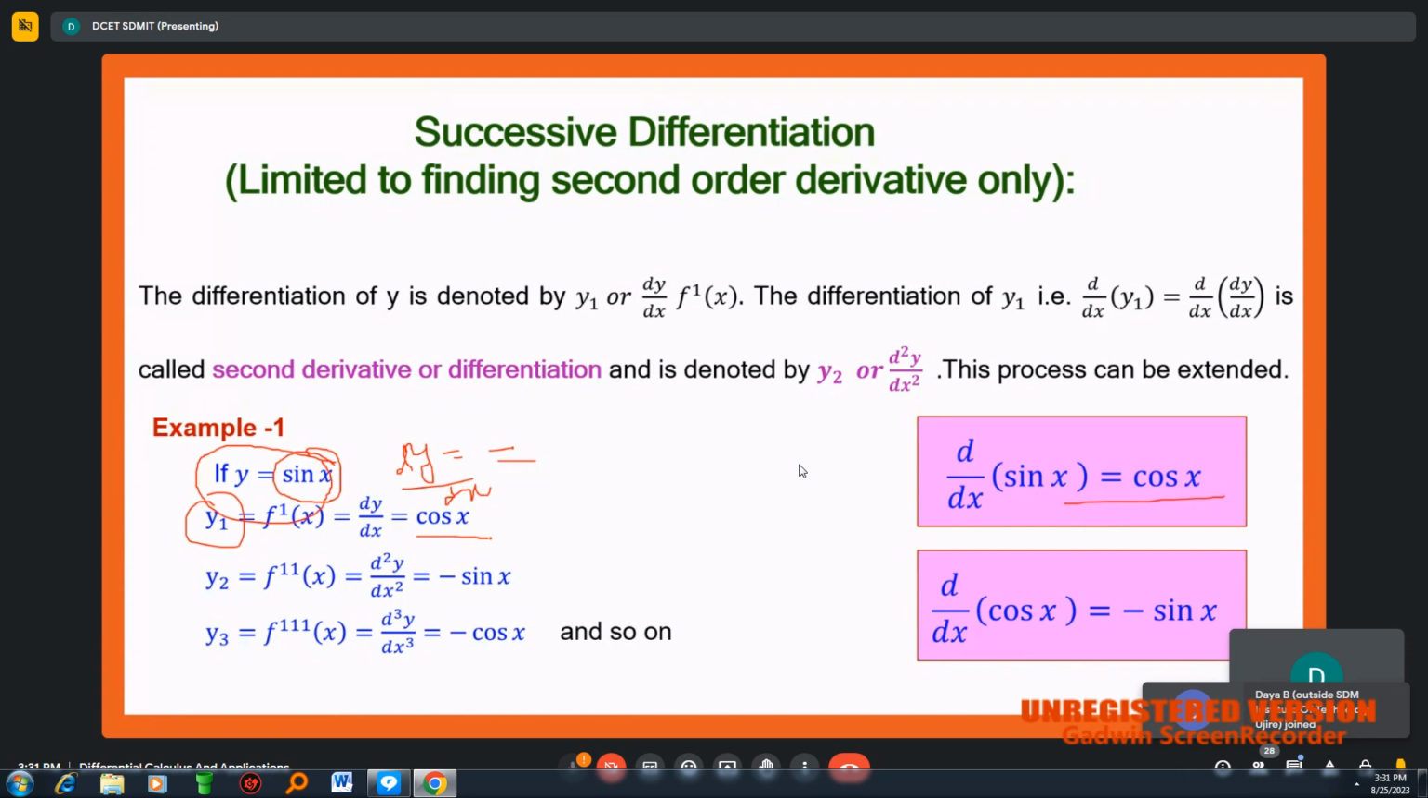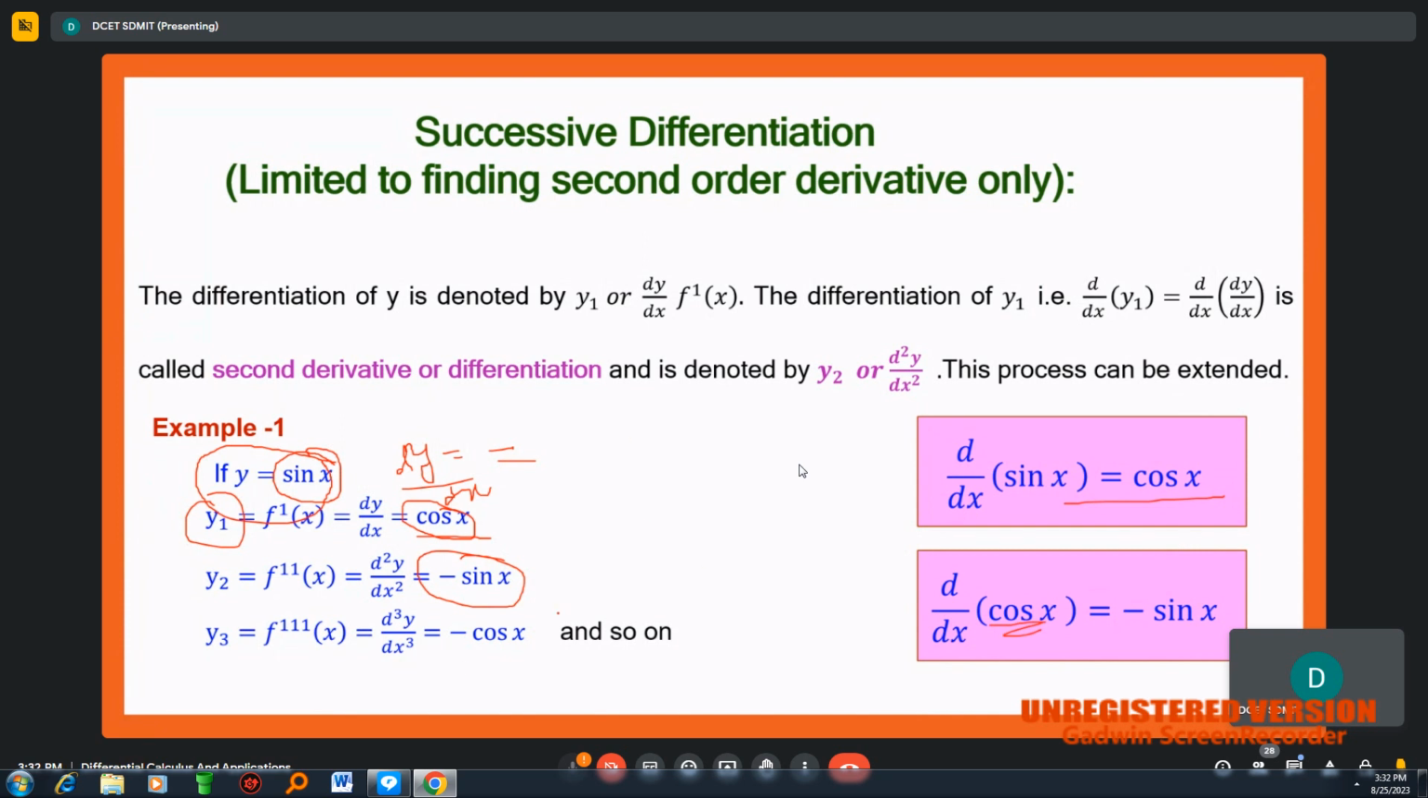Okay. Now, next see here, again y2 means differentiation of the first order. What is the differentiation of first order? First order differentiation we are getting cos x. What is the differentiation of cos x? Differentiation of cos x is minus sin x.